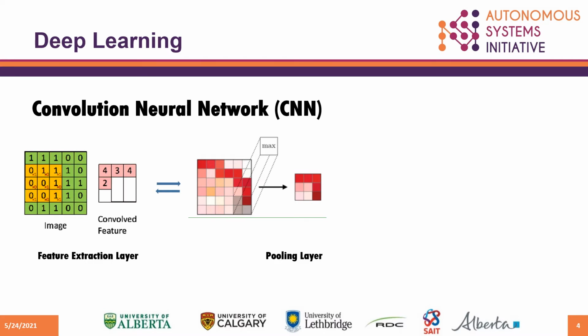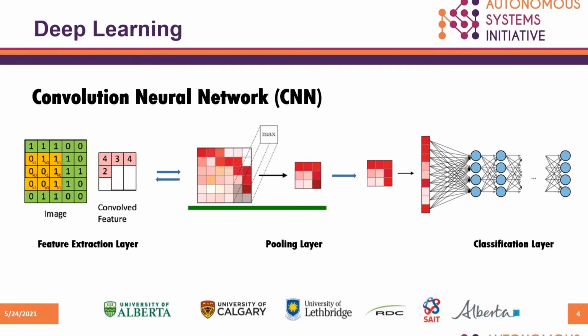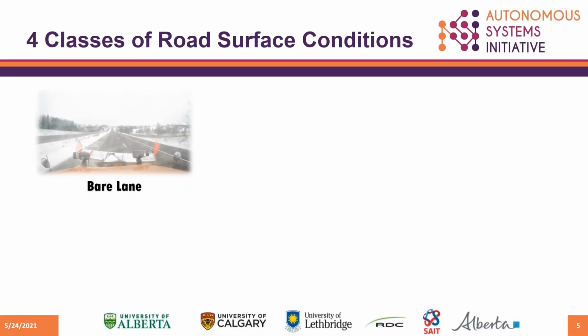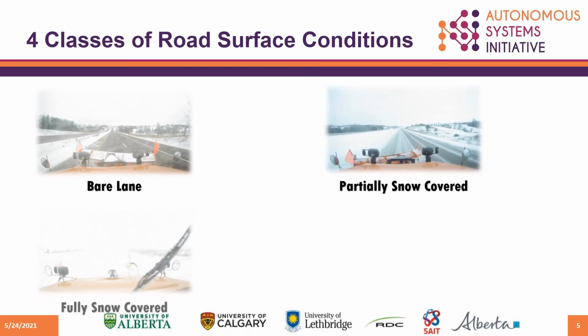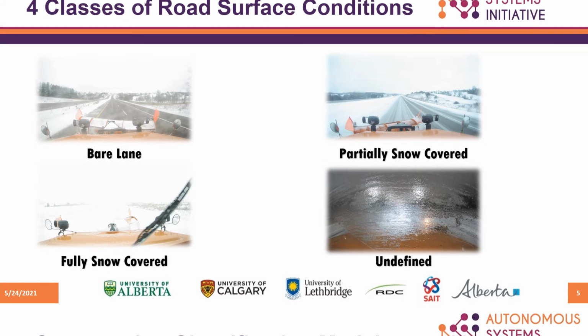These two components repeat until the matrix is sufficiently small where it will be flattened into a one-dimensional array and sent into the classification layer. Here, the one-dimensional array is multiplied by a set of weights to determine the classification of our image. In our model, there are 4 classification types: bare lane, partially snow-covered, fully snow-covered, and undefined. The undefined class contains images where the road is not visible and unrelated images to test if the model can discern between roads and other random objects.